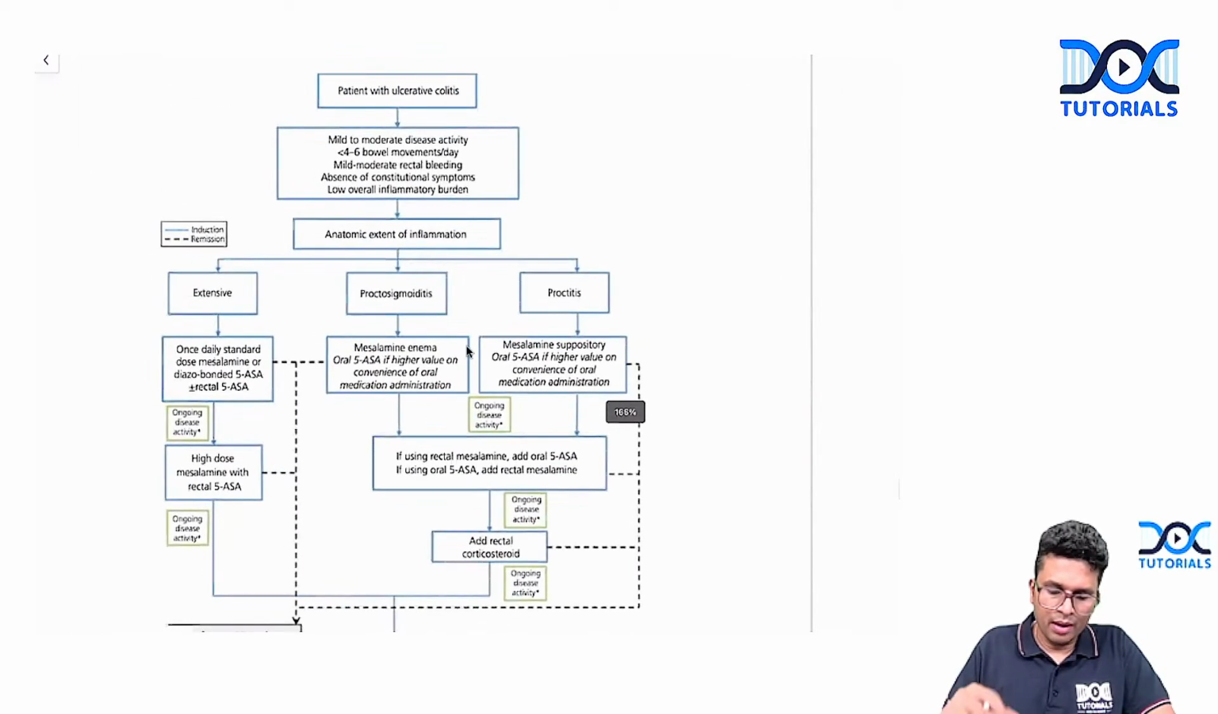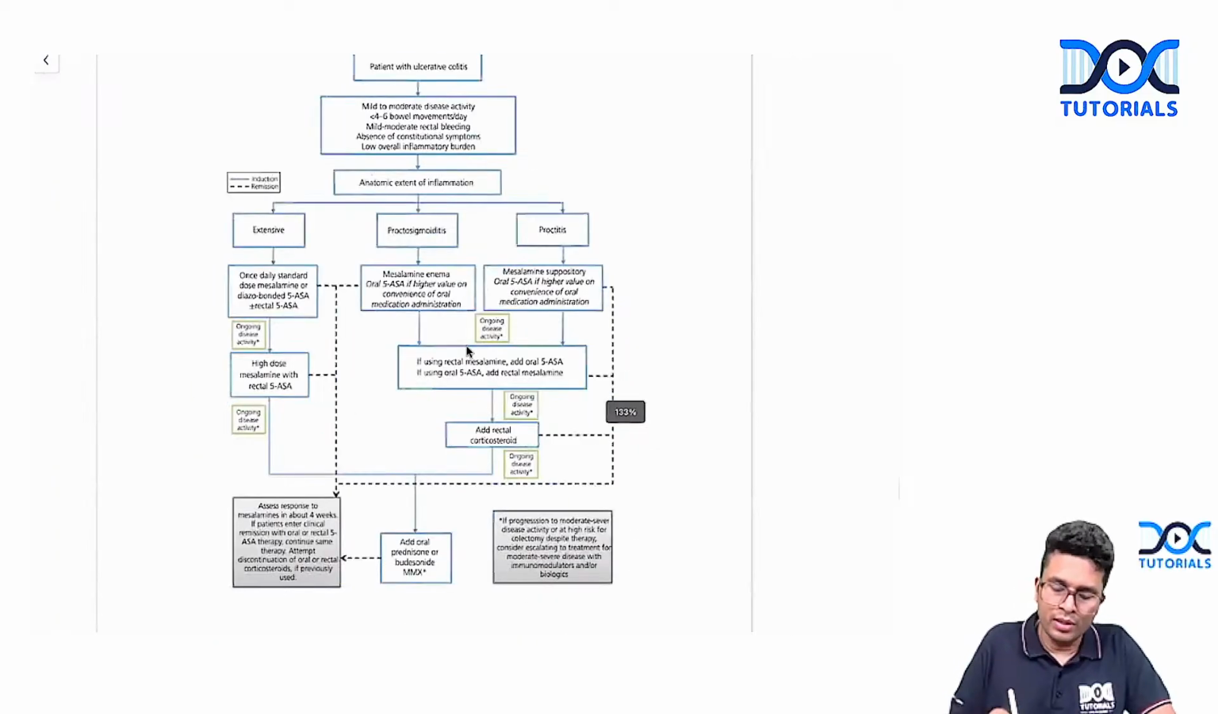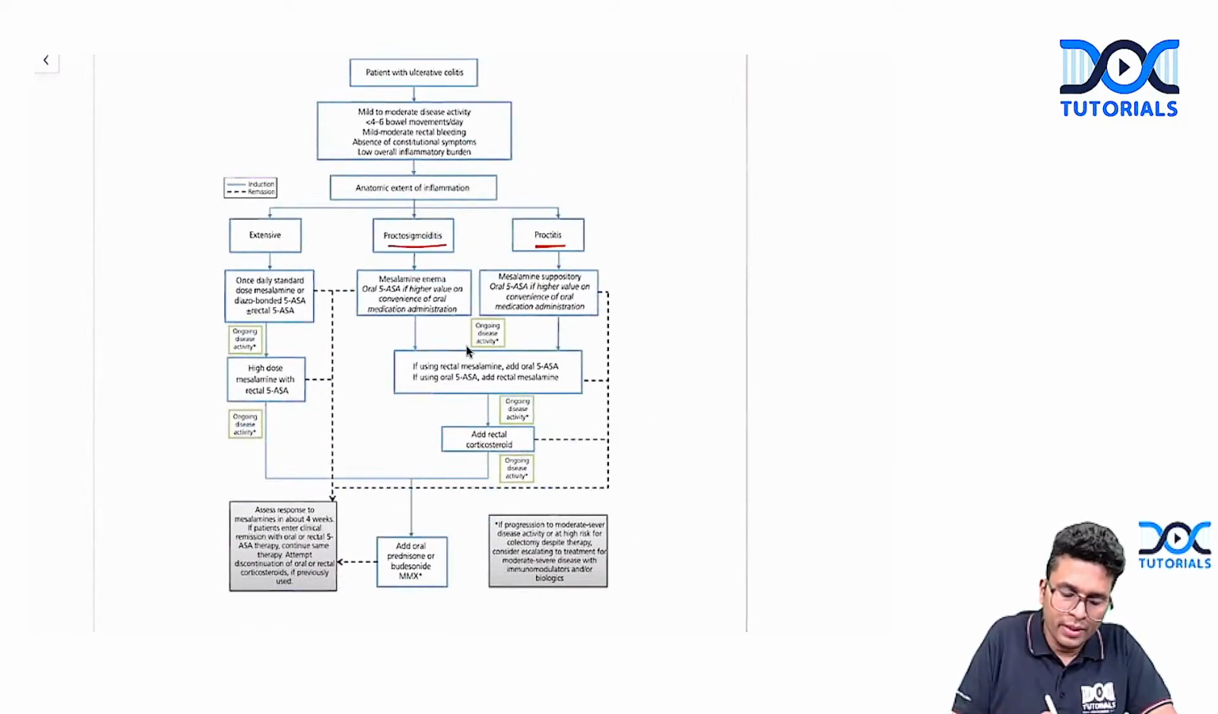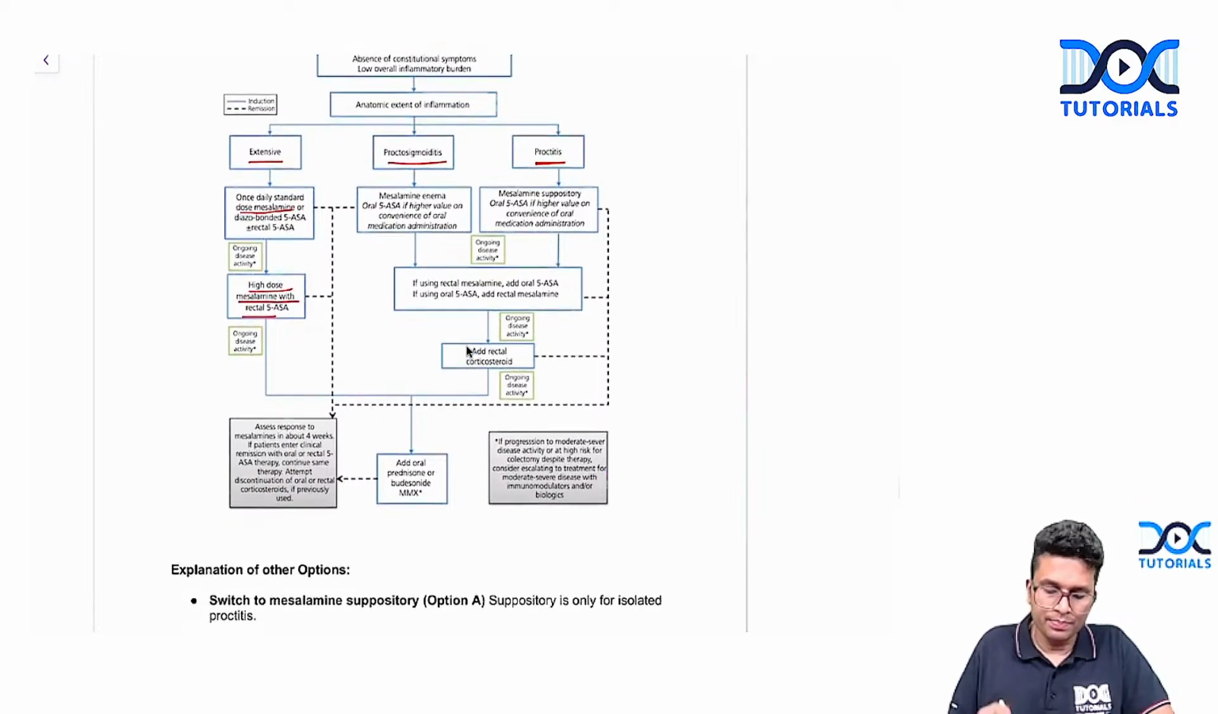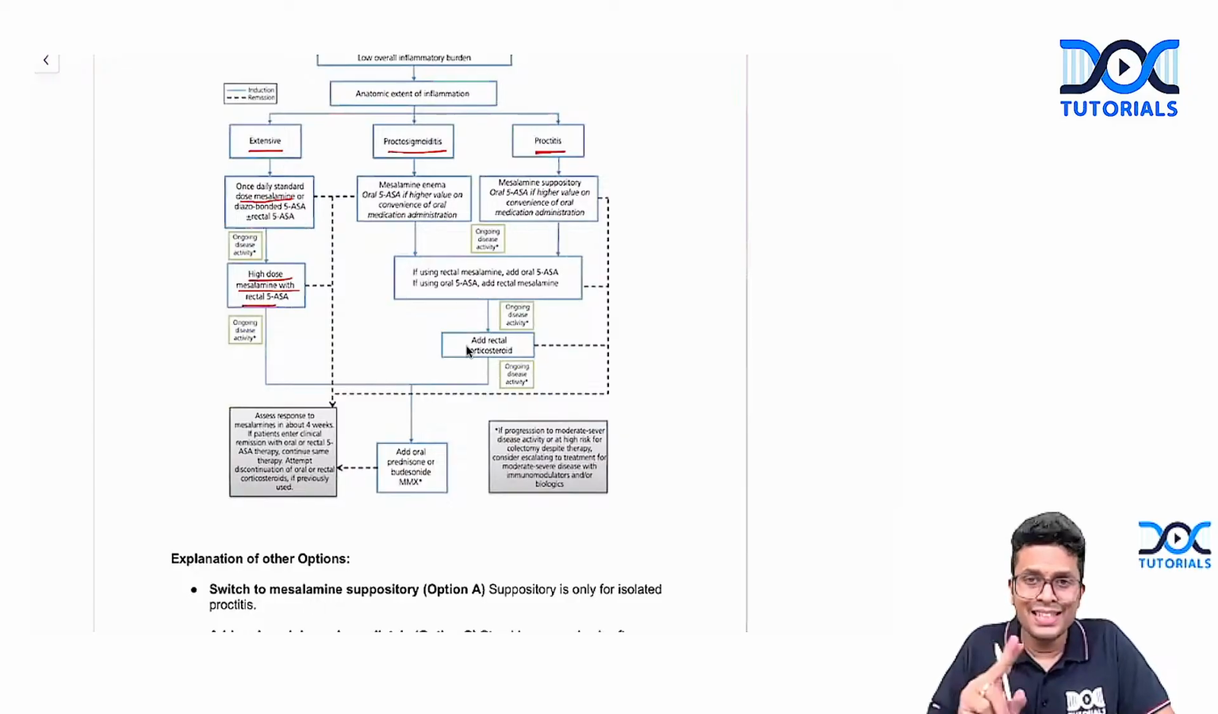Whenever there is ulcerative colitis, we have to know whether it is just proctitis or proctosigmoiditis or extensive. If it is extensive, first is once daily mesalamine. If there is ongoing disease activity, we have to go for high dose mesalamine with rectal 5-ASA. However, remember this is an extensive disease. If it is proctitis, we just start with mesalamine suppository, and if you want based on convenience, you can start with oral 5-ASA. So for different types, you have slightly different approaches.